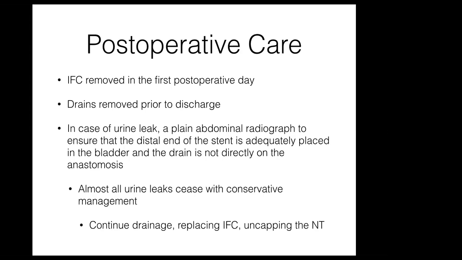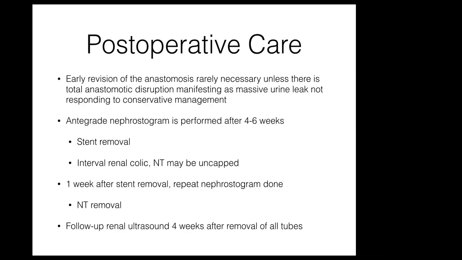And in case of a urine leak, a plain abdominal radiograph is taken to ensure that the distal end of the stent is adequately placed in the bladder and the drain is not directly on the anastomosis. Almost all urine leaks cease with conservative management. Conservative management means continuous drainage, replacing the IFC if clogged, and uncapping the nephrostomy tube. Early revision of the anastomosis is not necessary unless total anastomotic disruption manifests as a massive urine leak despite conservative management.